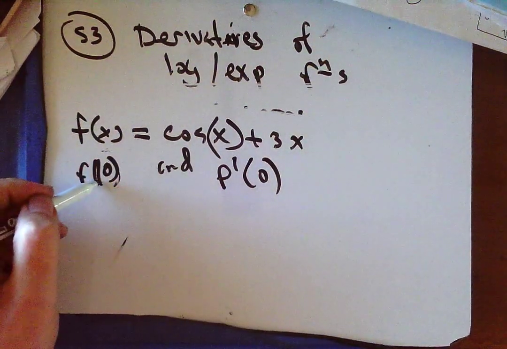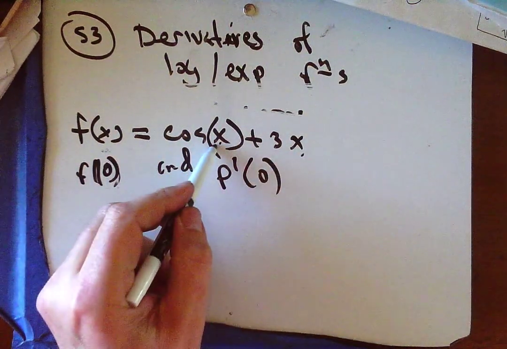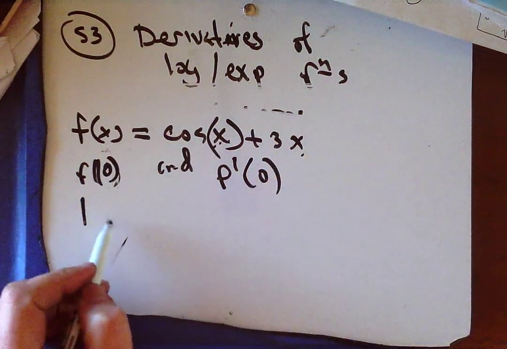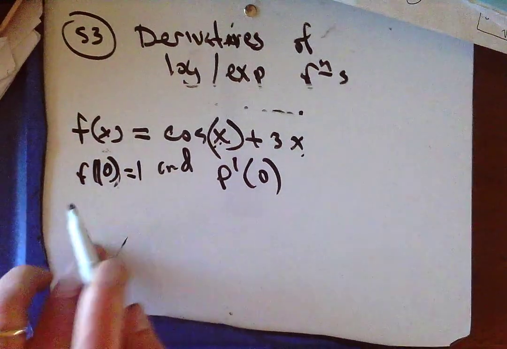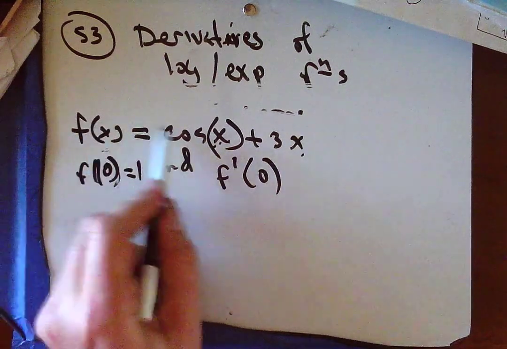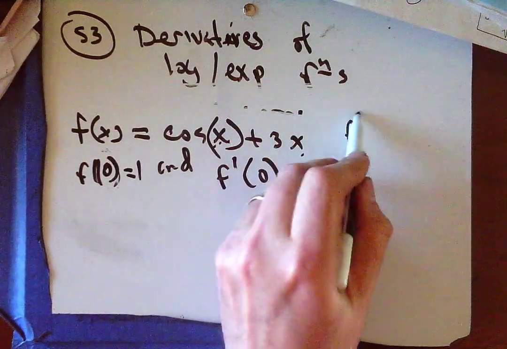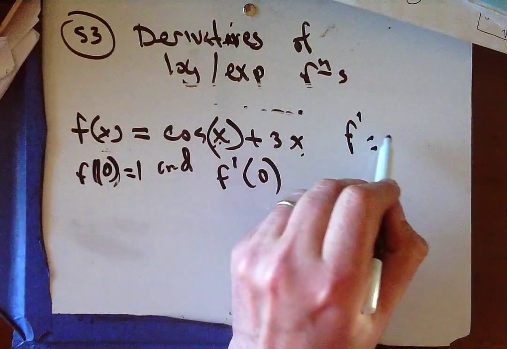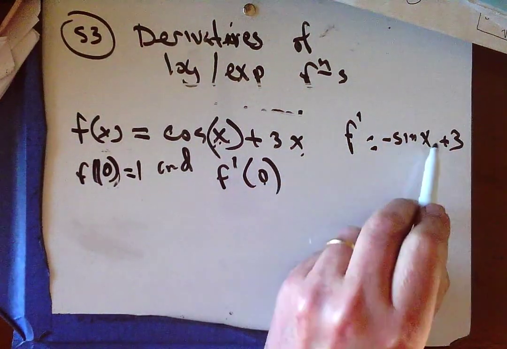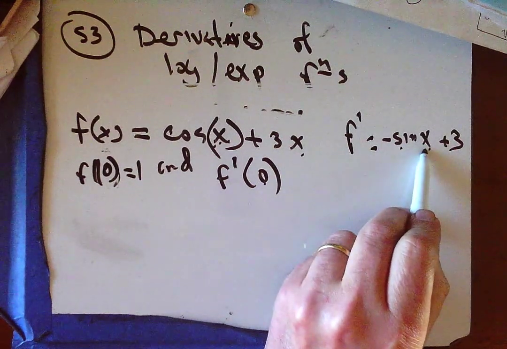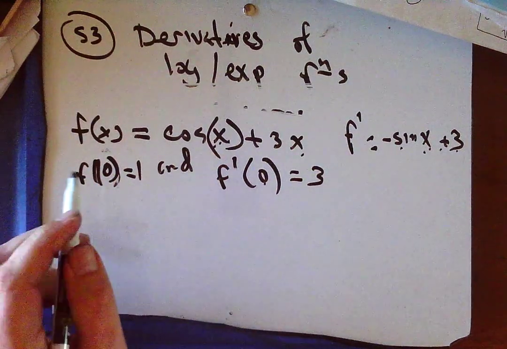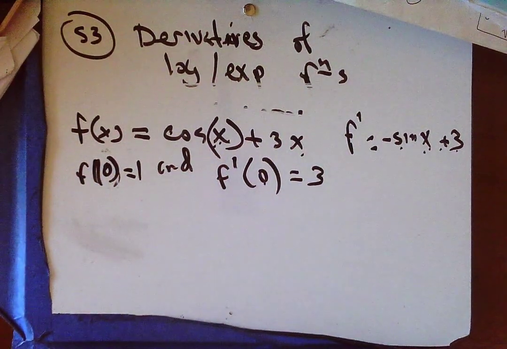Okay, so f of 0 just means plugging a 0 into each of these. It's the cosine of 0, and 3 times 0 is 0, and so I know f of 0 is 1. In order to find f prime, I'm going to have to take the derivative of this. Well, we already did. We know that f prime is minus sine x plus 3. If I plug a 0 in here, the sine of 0 is 0, plus 3 is 3. Excellent. Now is when the fun starts.